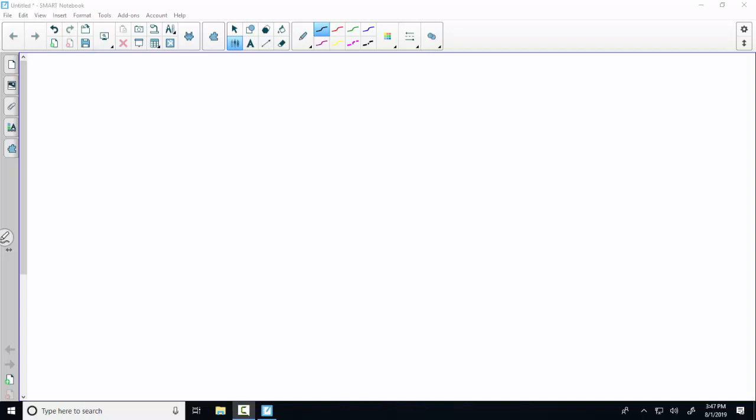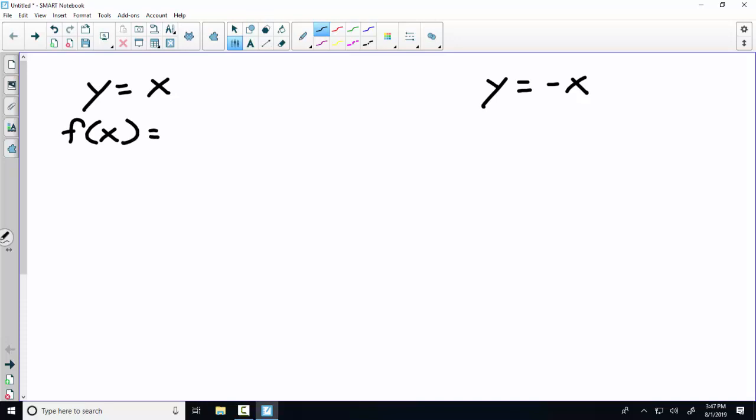I want to talk about two very important lines that we see in college algebra and beyond. The line given by the equation y equals x and the line given by the equation y equals negative x. Both of these are functions, so they can be written using function notation if you prefer. Use two different letters for two different functions.